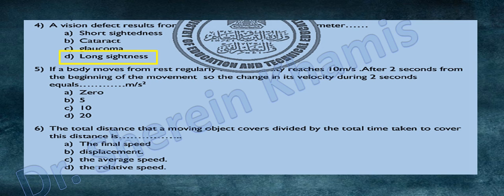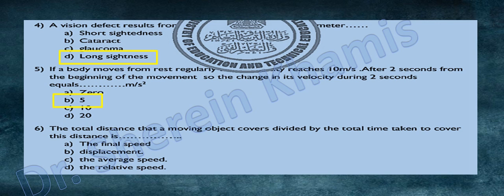Acceleration. Acceleration means the change in velocity with time. Okay, so change in velocity, v final minus v initial, over time. So we can take 10 minus 0 divided by 2, so the right answer will be 5 meters per second squared. Okay, I think it's one of the very important questions.